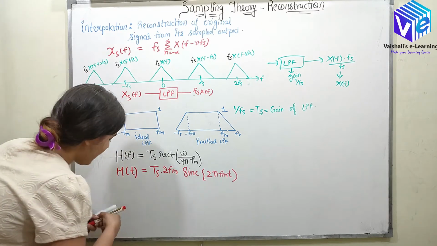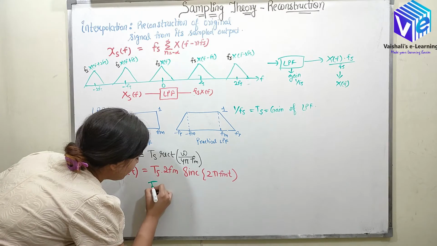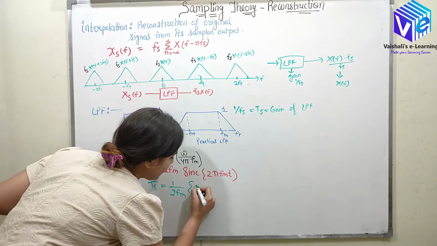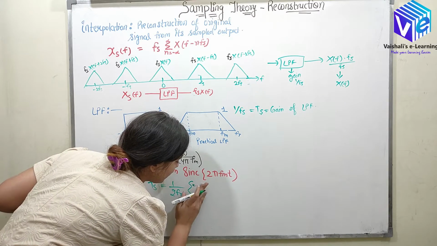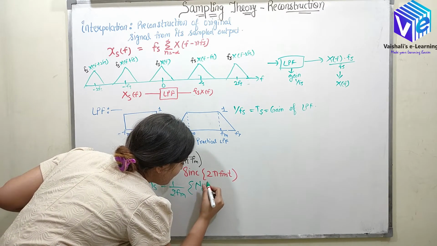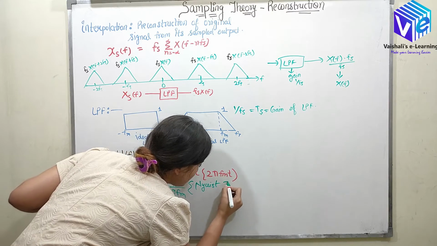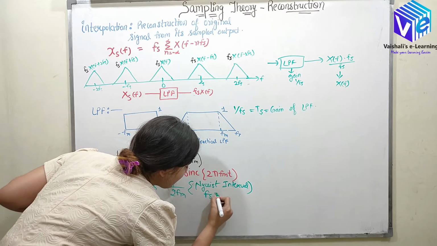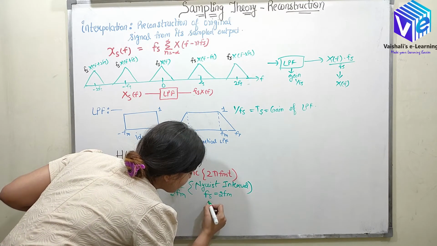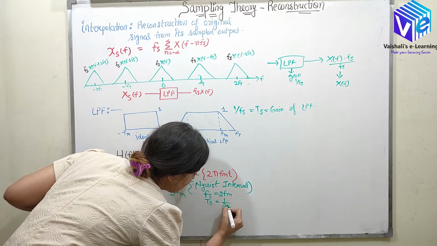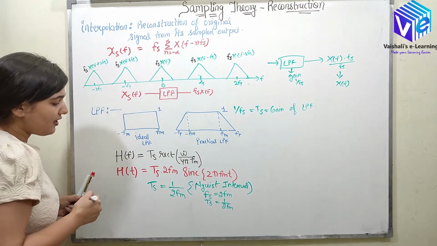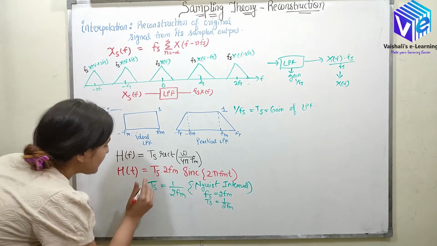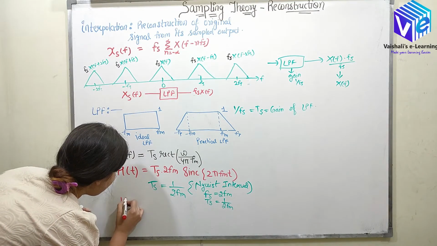If I take the condition that Ts is equal to 1 upon 2Fm, that is, I take the Nyquist interval, I hope you remember what the Nyquist interval was. At the Nyquist interval, Fs was equal to twice of Fm. So Ts would be equal to 1 upon 2Fm. Now let's substitute Ts by 1 upon 2Fm in this equation.